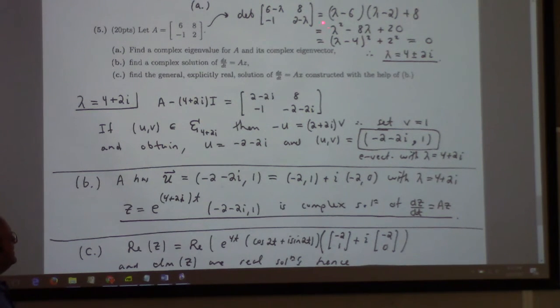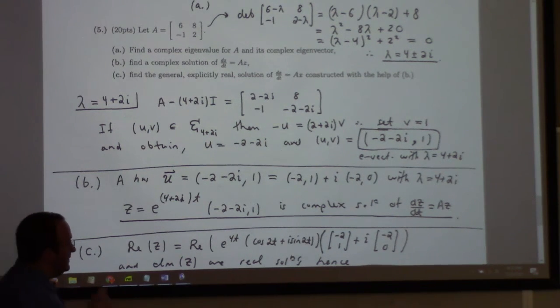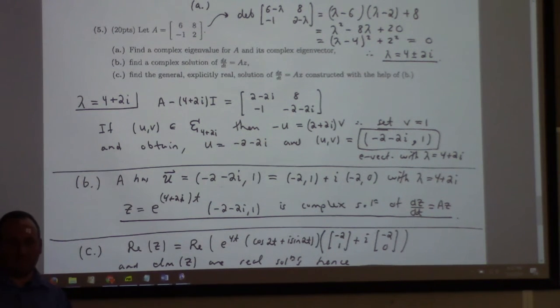So this determinant gives me that, which gives me that, which gives me, after completing the square, this guy, which tells me 4 plus or minus 2i are my complex eigenvalues. Did you guys get that one? How many people got this eigenvalue? Okay. Yes. All right.